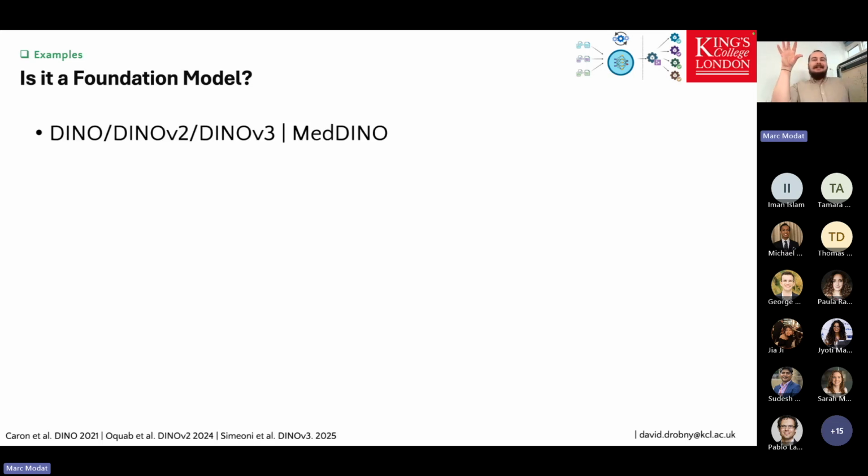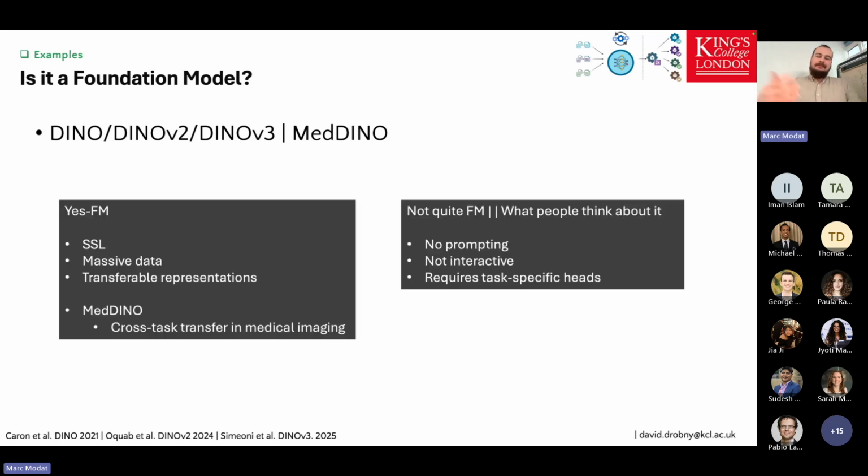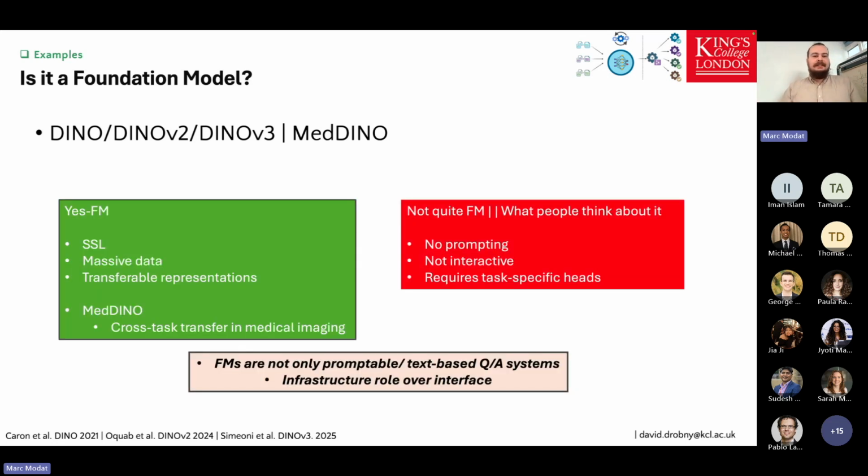So then we've mentioned DINO before. Do we have opinions, people? Do you think DINO is a foundation model? Yes, no. So again, yes, we have arguments for and against. Some people might say, well, with DINO you can't really prompt, it's not interactive. But then this is not really an argument against a foundational model, because as we saw, essentially a potent latent space can be a foundational model if you just need to plug in a small task head.